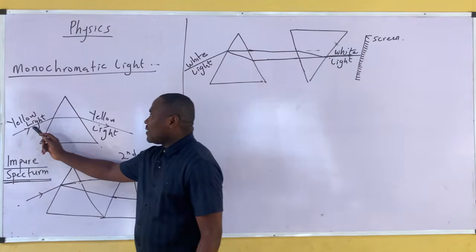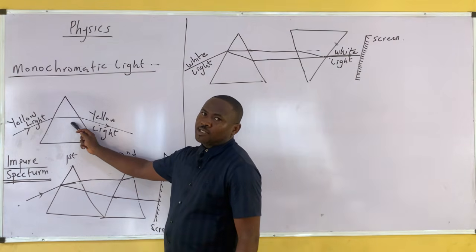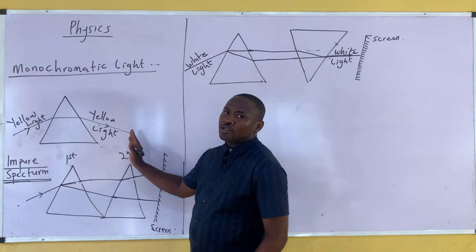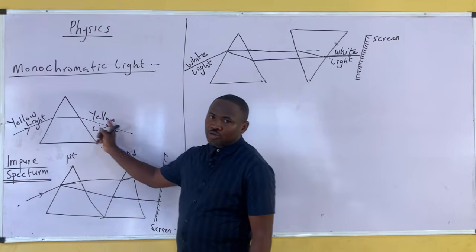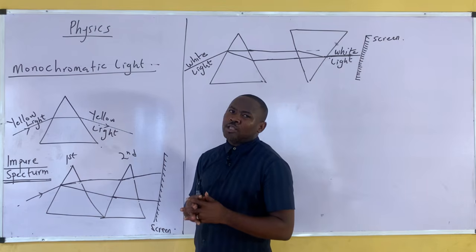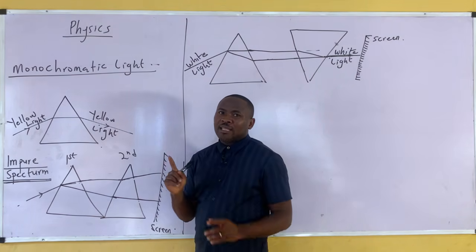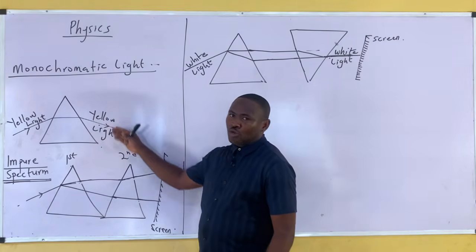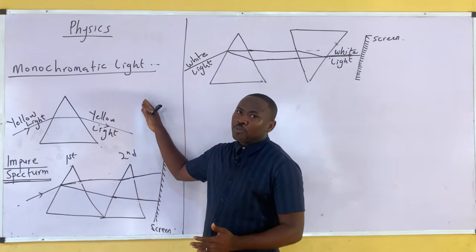So, for instance, you have a yellow light that passes through a glass prism and it comes out yellow. In this case, there is no overlapping of colors. Why? Because it's the same light that went through that came out. So, it's a monochromatic light. But in polychromatic light, you have a light like a white light dispersed into various colors, and such colors can overlap. We call them impure spectrum.